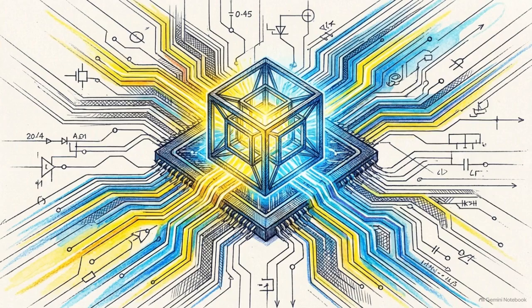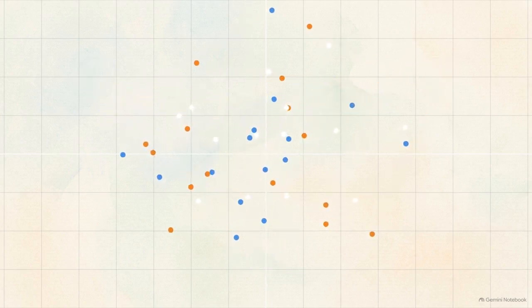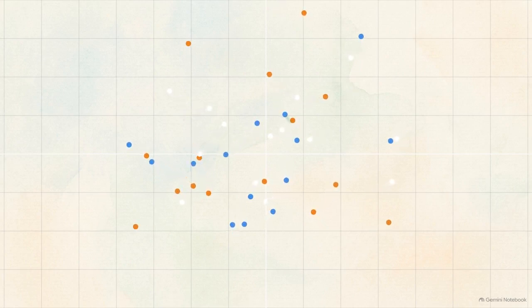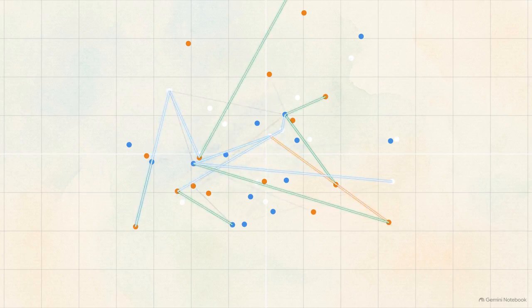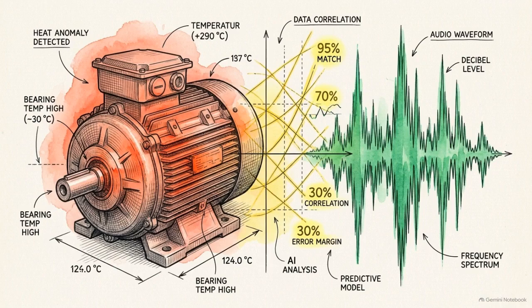The core of this system is the multimodal fusion layer. This graph represents a shared embedding space where audio, visual, and textual data are mapped to the same mathematical coordinates. This differs from legacy late fusion models, which process modalities separately and often fail to find the underlying physical connections. We use a cross-attention mechanism to find those connections, visualized here by the dynamic weights forming between the different data clusters. Cross-attention forces the model to mathematically weigh a visual heat anomaly against a specific acoustic vibration pattern.